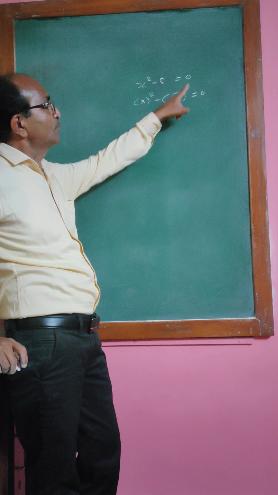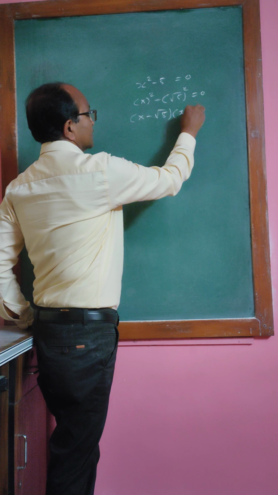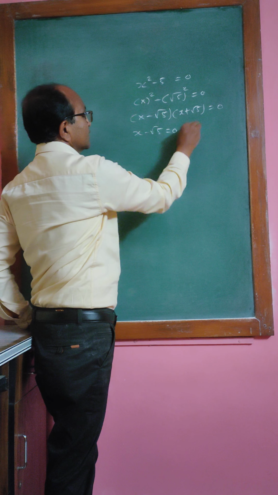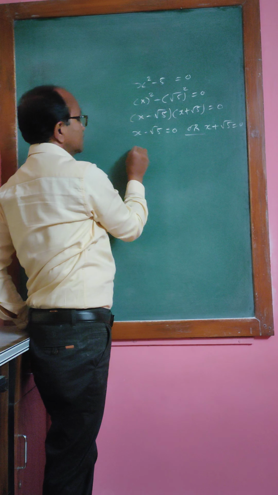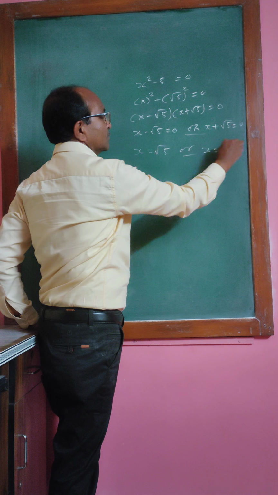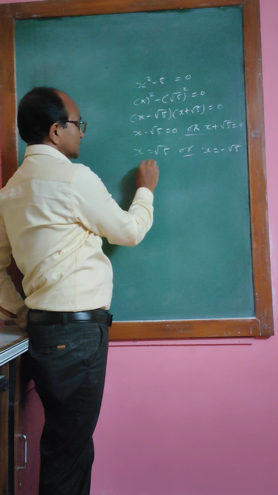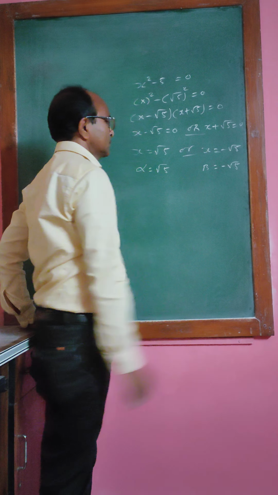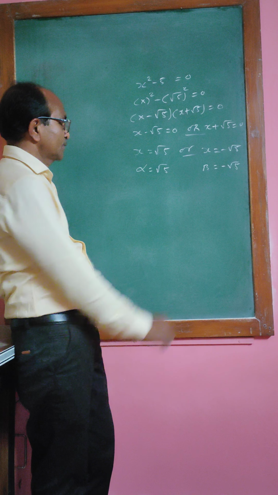x square minus 5 means x square minus root 5 whole square, so x minus root 5, x plus root 5 equal to 0. x minus root 5 equal to 0, or x plus root 5 equal to 0. x is equal to root 5 or x is equal to minus root 5. Hence, alpha is equal to plus root 5 and beta is equal to minus root 5.